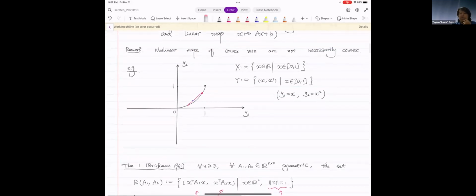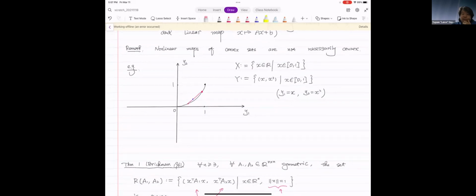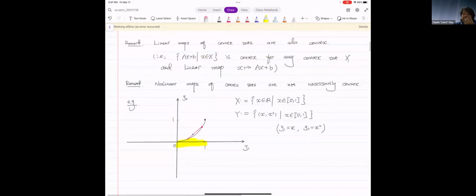The nonlinear map over here, I'm going to consider is going to be the following. It's again straightforward. X is over here. So this is my X. X is the interval between 0 and 1. And I do a map. The map is going to be a map from one-dimensional to two-dimensional.